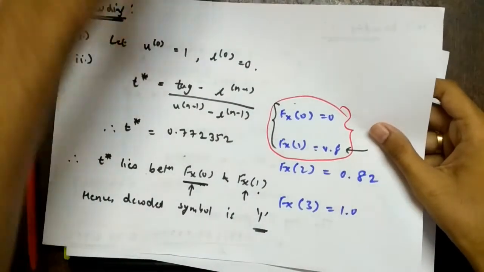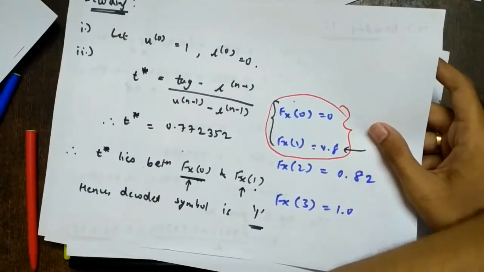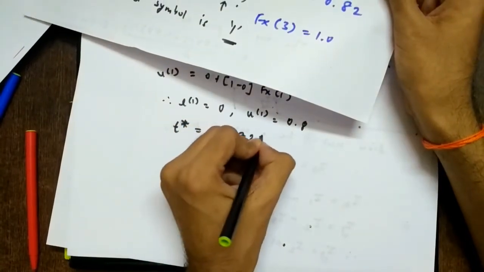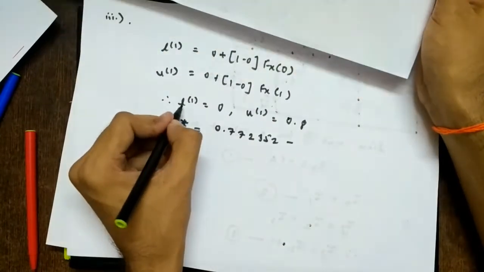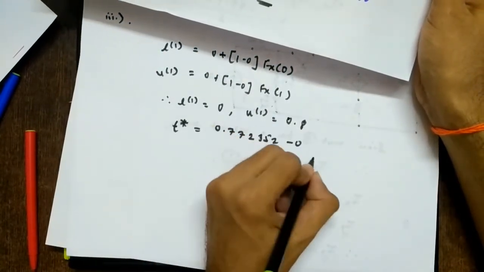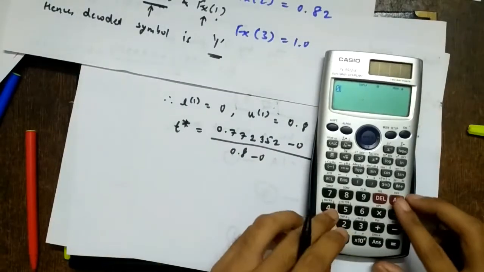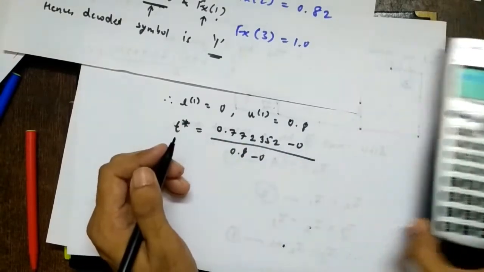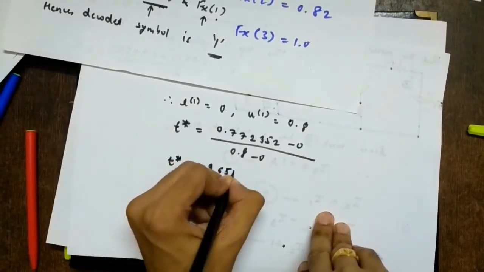So what is the tag? Tag we already have 0.772352. So 0.772352 minus ln of n minus 1. So ln of n minus 1 is what here now? 0 upon 0.8 minus 0. So it is just divided by 0.8. So what is it? 0.96544. So where is it lying now?